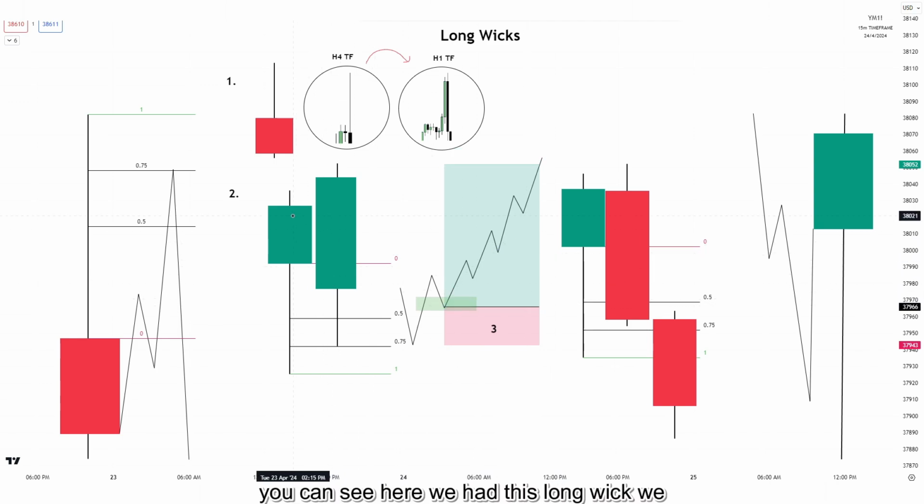So in this case, as you can see here, we had this long wick, we came lower into that 50 and 75% level, but on the lower time frames you can see we came into that level, and then we saw that break higher.